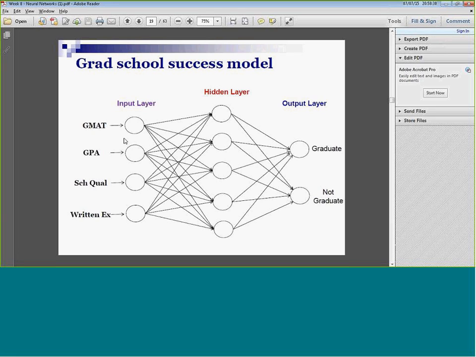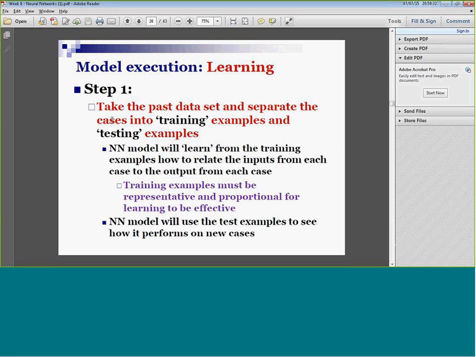Okay? So what do we do? Step 1: we have to have the past data set, and we have to separate it into training and testing, just like we do for every predictive model. The neural network model will learn from the training how to relate the inputs to the outputs. The training examples must be representative and proportional for the learning to be effective. In other words, you don't want the 99-1 case, but again, with SAS, remember that's solved by putting in those prior probabilities when you do the metadata. And the neural network will use the test examples to see how well it does.